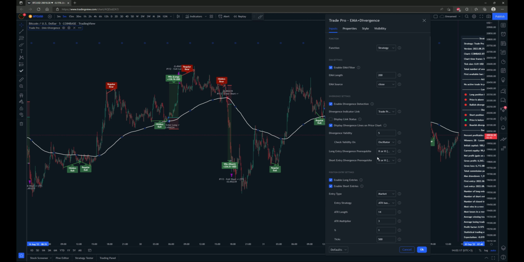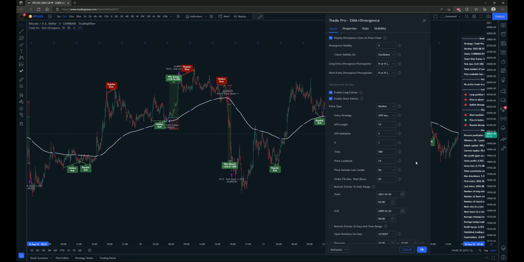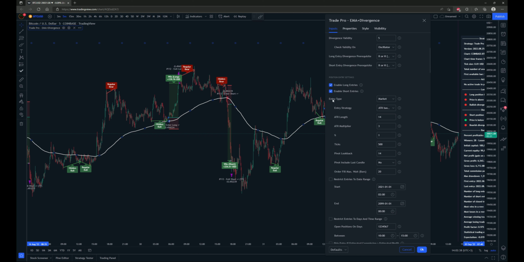So it's a nice visual aid so you can see what's going on. And then there's the divergence validity section as well. If we read this, it's the number of bars a divergence is considered valid for. So how many bars should the strategy treat a divergence as still relevant following the bar in which the divergence was detected?